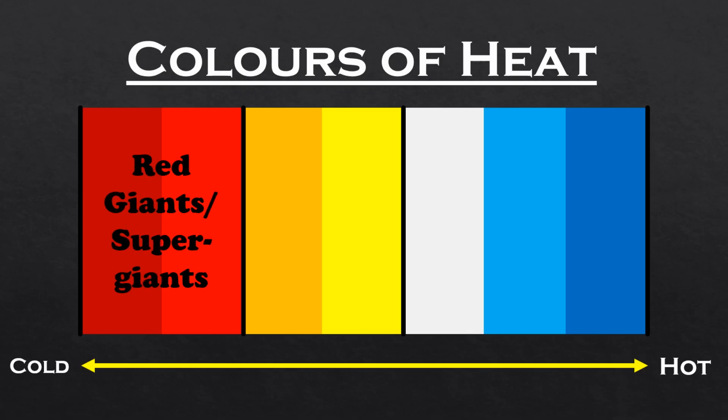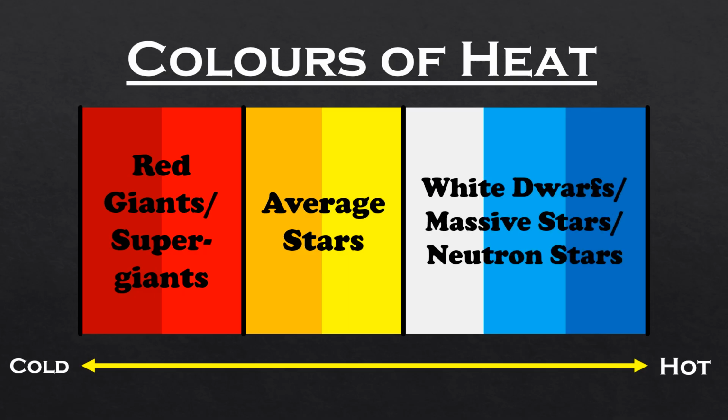So, red giants or red supergiants, which glow dimmer and have less nuclear fusion, glow red as they are colder. Average stars are in the middle zone, and the hottest stars, like white dwarfs, massive stars, and neutron stars, are in the blue zone. And a massive star is this hot because it has more matter, making it denser and hotter.